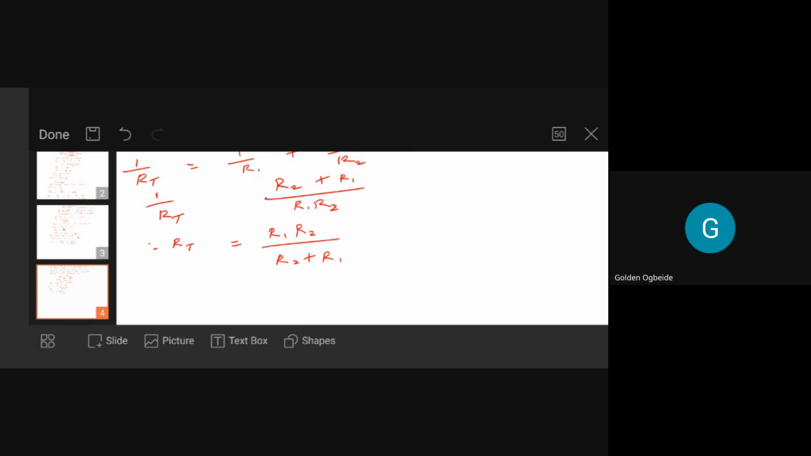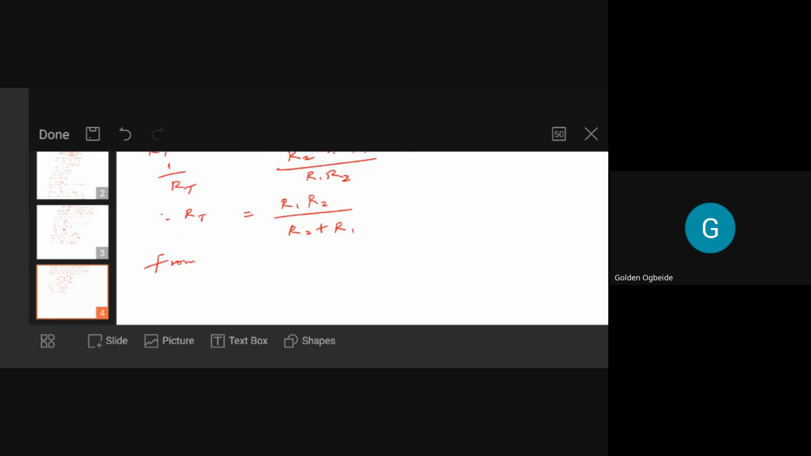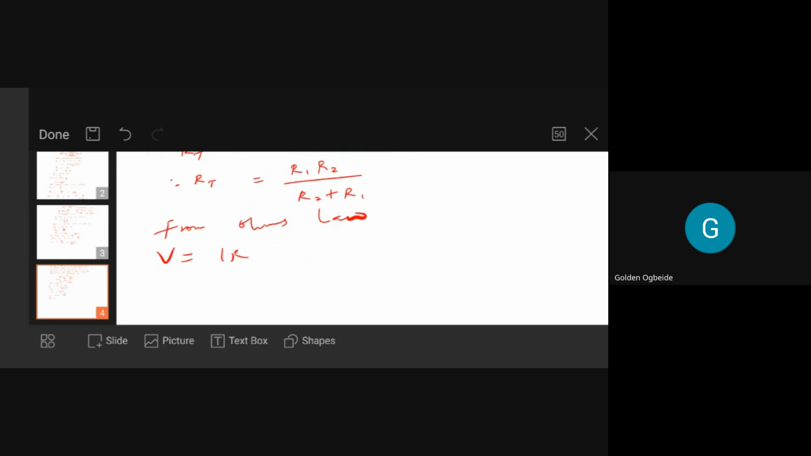Having added R1 and R2, this is what I have. And from here, we can check Ohm's law. Remember, if we know the potential difference across the circuit, it is easier for us to know how much current is flowing through a given resistor. Since current is V over R, and now we found the R. From Ohm's law, V is equal to IR, and we found our RT as R1 R2 all over R1 plus R2.